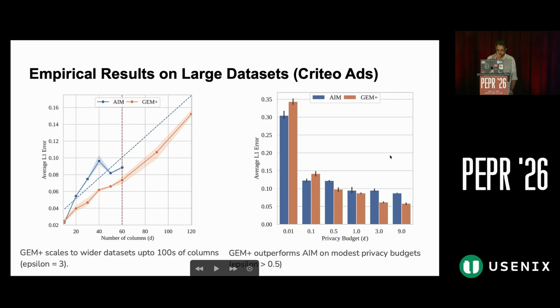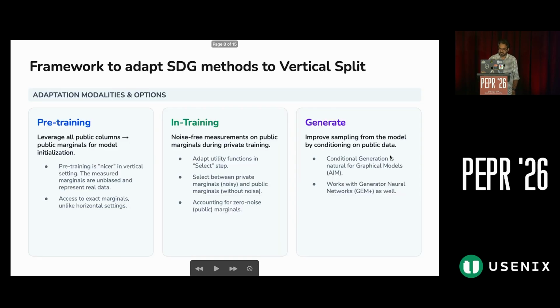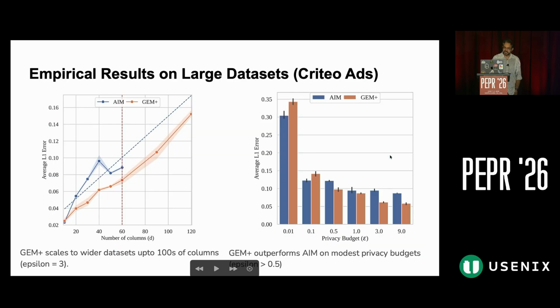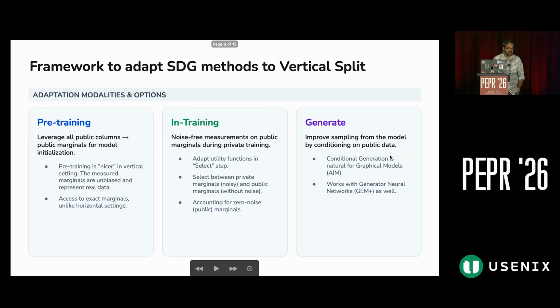Right? So we show this dual benefit that you get scalability and you get better than state-of-the-art performance. So that's it. That's the result slide. I'll quickly move on to the next part of it, which is how do we adapt these algorithms when you have a vertical split, where you have public data and private data mix, right? And here we propose 3 separate strategies to sort of use the split.